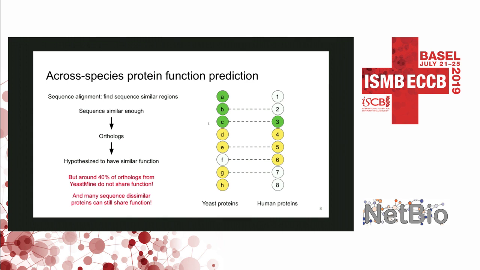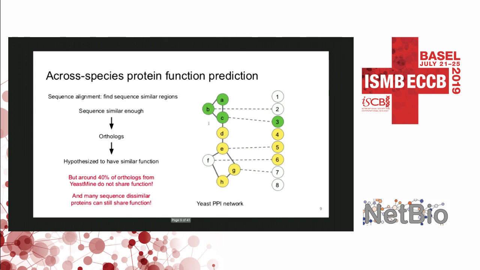And one way to get this additional information is through networks. As we all know, proteins interact with each other, and these interactions are ultimately what carry out function. So for example, these proteins may come together. We may model them as a yeast PPI network, where we have this green unit up here performing some function, and this mostly yellow unit down here performing some other function. And similarly for human.